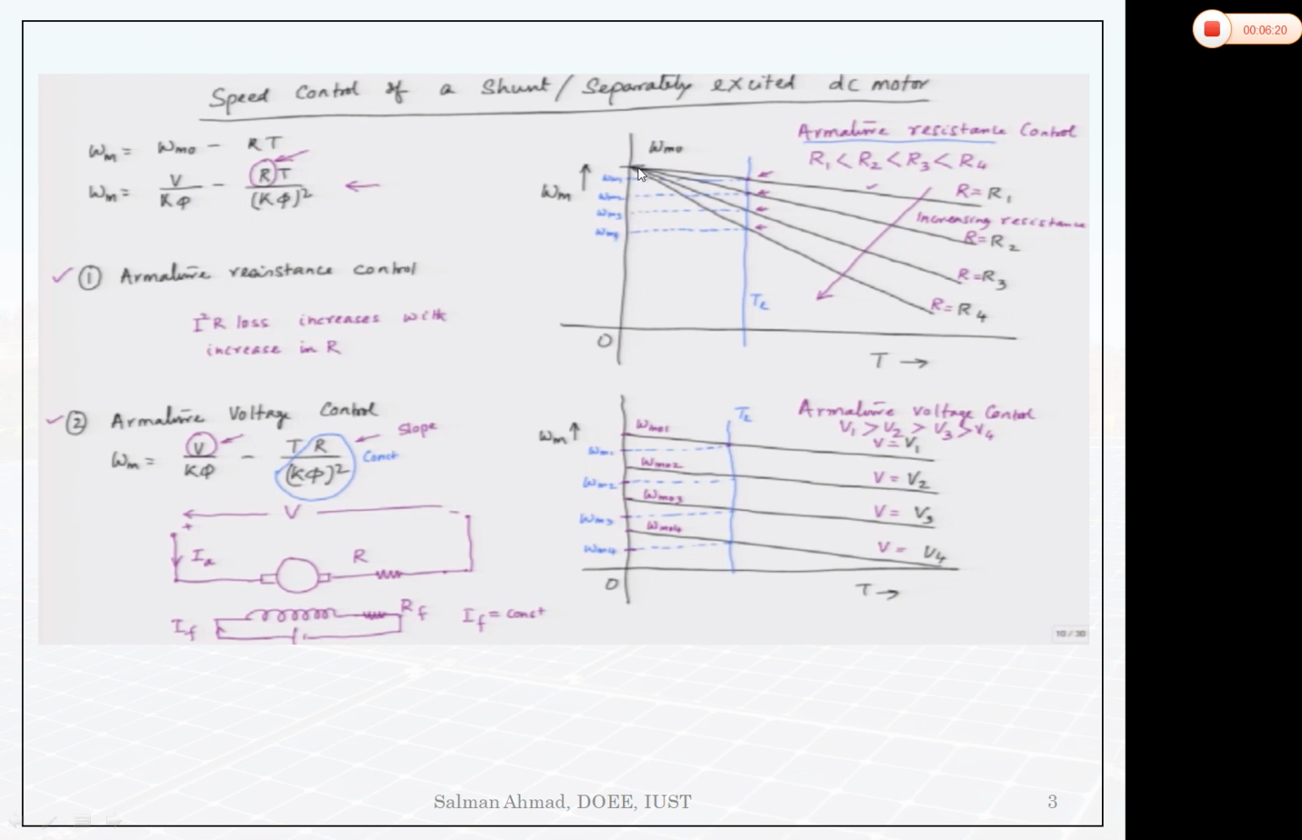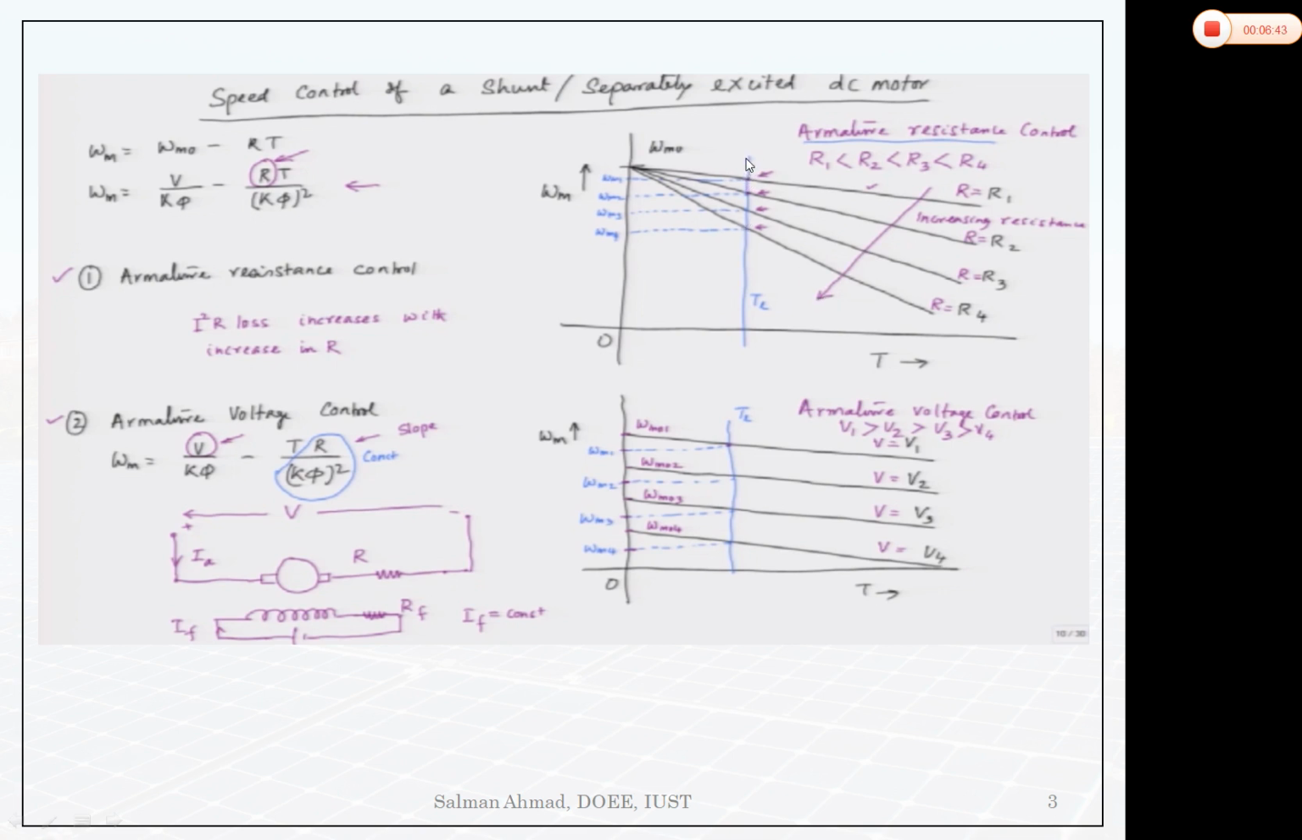So you can see here, for R is equal to R1 we have this speed torque characteristic line. For R is equal to R2 we have this line. For R is equal to R3 and R is equal to R4. As we are increasing R, the slope is getting more, so this negative slope is getting more.